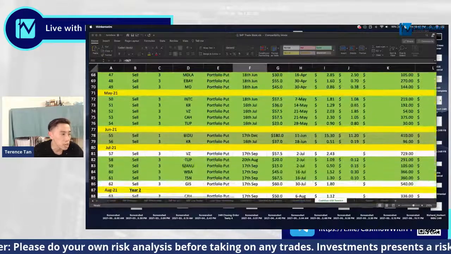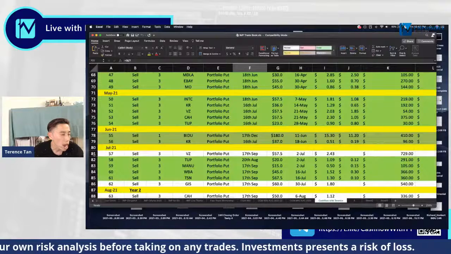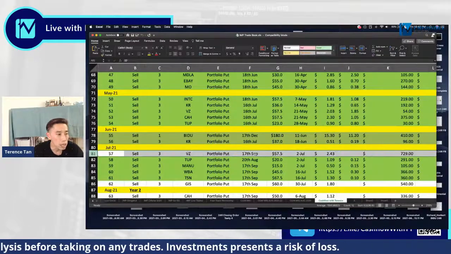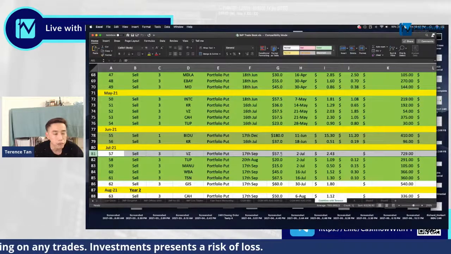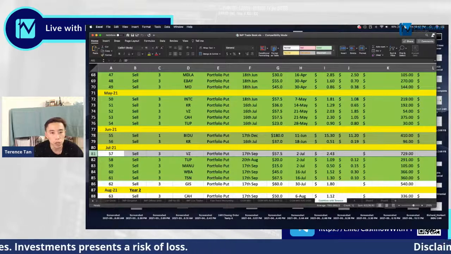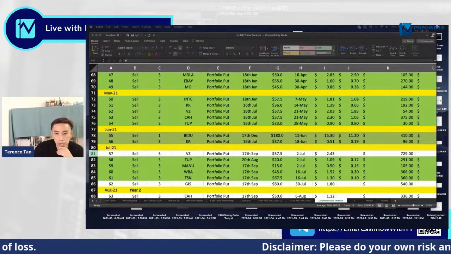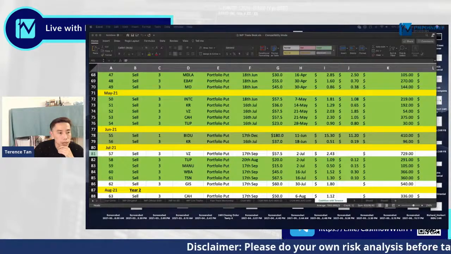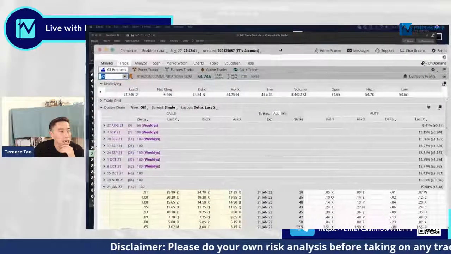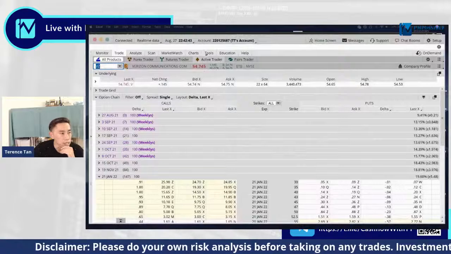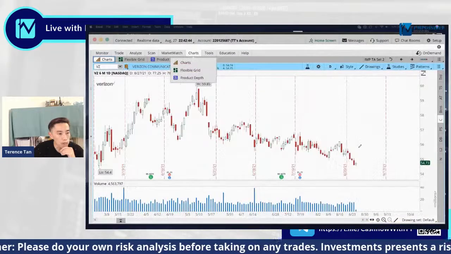Now, let's go to our next position. That's VZ that you're seeing on the screen. So I have a Verizon Wireless, September 17, $57.50 puts. We sold it for $2.43. Now let's check on it and let's see what it's worth today. What has VZ done? VZ has continued to weaken with the markets.